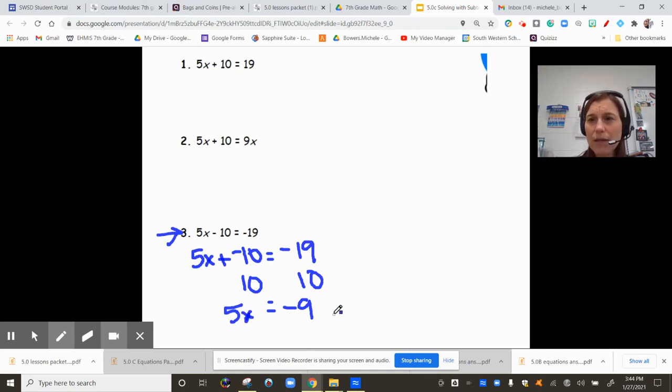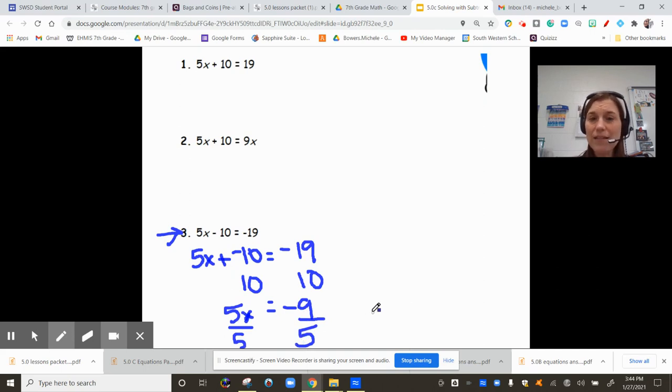At this point, people start to panic because they're like, I can't divide 9 by 5. There's no need to panic. Let me show you what you're going to do. Trust the steps. The next step is to divide by the coefficient. So that is what I'm going to do. I'm going to divide both sides by 5. Yay.